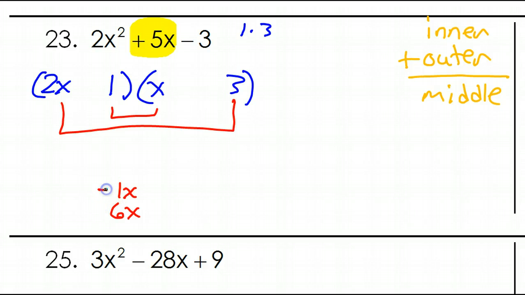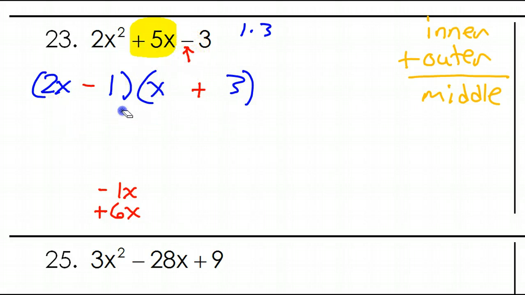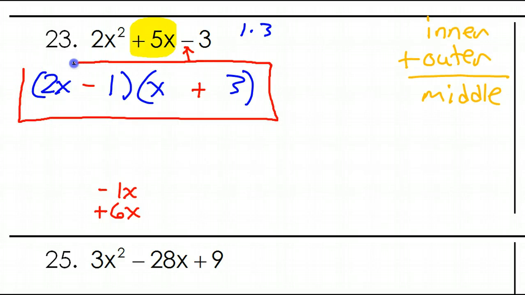Well, yes, if I make this a negative 1 and I make this a positive 6, that will make a positive 5 middle. So there's my negative 1, and this will make positive 6. One last thing to check. Are we getting a negative 3? Well, negative 1 times positive 3 is a negative 3. So that worked out great. So that means that this is the answer.